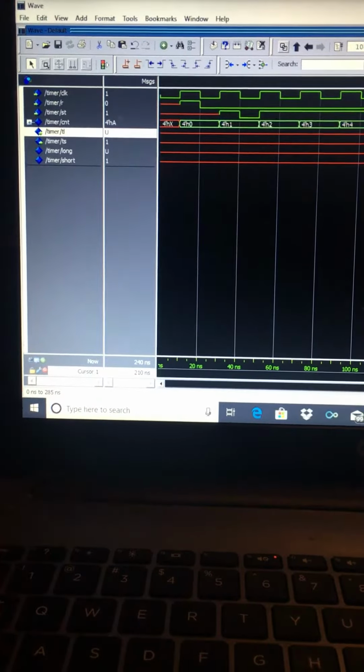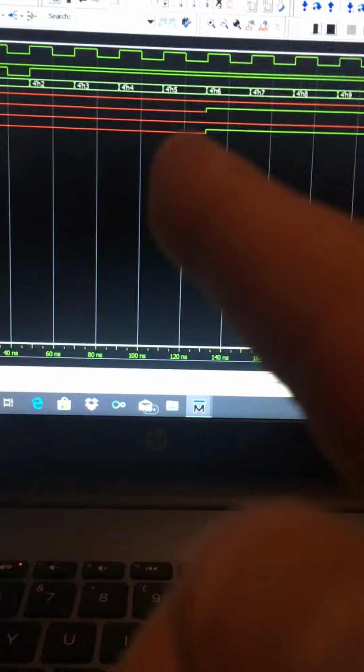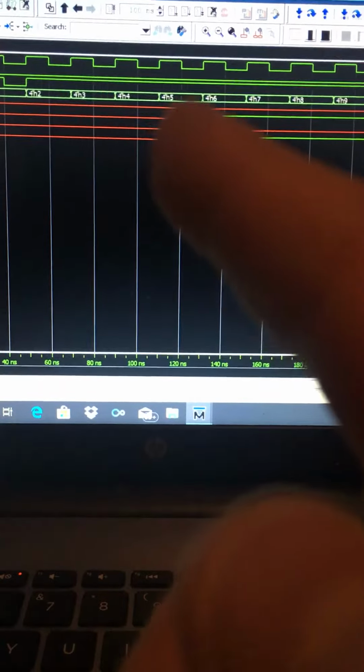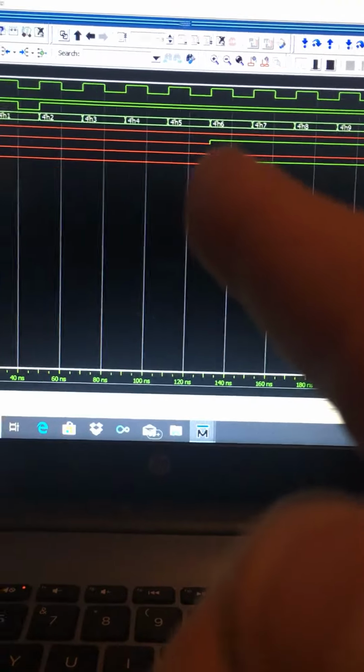Now the short time interval is at 5 seconds, and as you see, as you come up right here, you hit 5 seconds on count. Now at the next rising edge, that's when it recognizes that the short time interval is enabled.